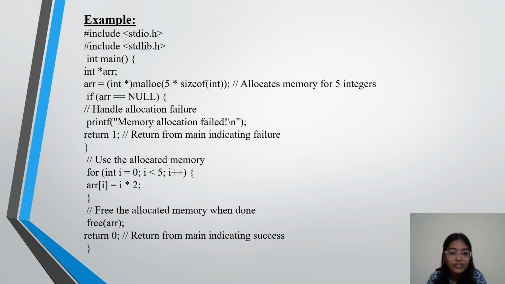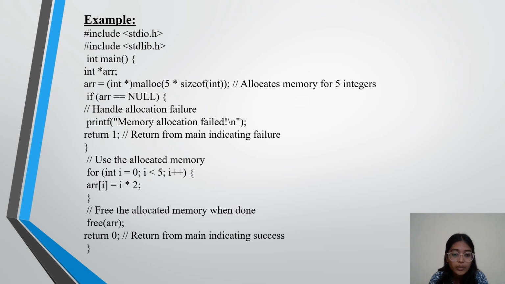Okay, so after this, what if there is no sufficient memory? That means handling the failure process. For that, if array is equal to null, print memory allocation failed and return 1, return from the main indicating failure. So for failure we are returning 1, with a printf statement: memory allocation failed. Okay, so if it is not equal to null, what can be done?